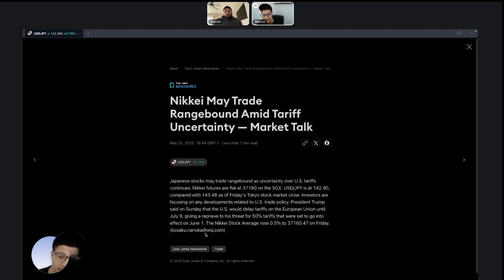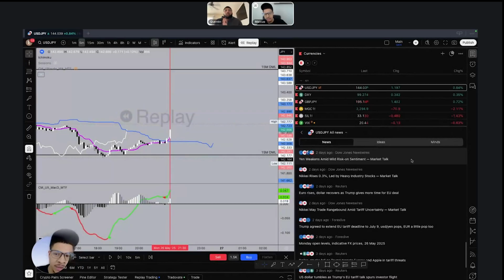Oh my gosh, look at that. So from June 1st to July 9th is what the tariffs got pushed back for the European Union, significantly. Where it says investors are focusing on any developments related to U.S. trade policy, and since this is related to U.S. trade, and this is a positive thing mainly for the European Union, investors would like to see this. This was probably a good thing for them to see. And so, okay, then we're just confirming again: risk on. Next candle, or next news article.